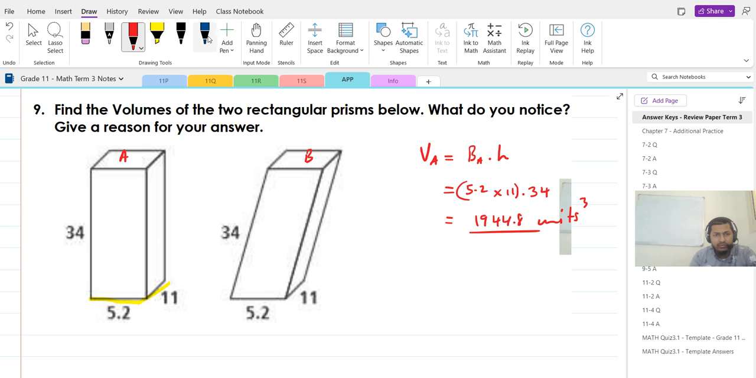Clearly the volume of B is smaller because the height is smaller. See, that is a slant height, which is kind of like the longest side. This is a slant height.